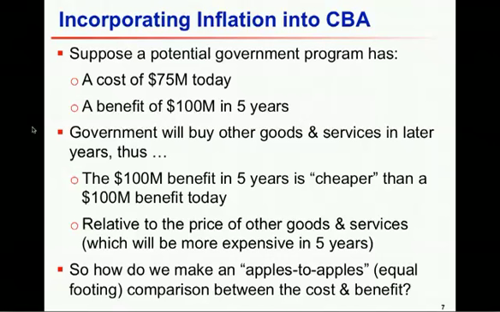$100 million is less valuable the farther in the future it comes, simply because of inflation. So how do we then make an apples to apples comparison, an equal footing comparison between the cost and benefit in this case, when the cost of $75 million occurs today, and the benefit, even though it's larger, doesn't occur for 5 more years?